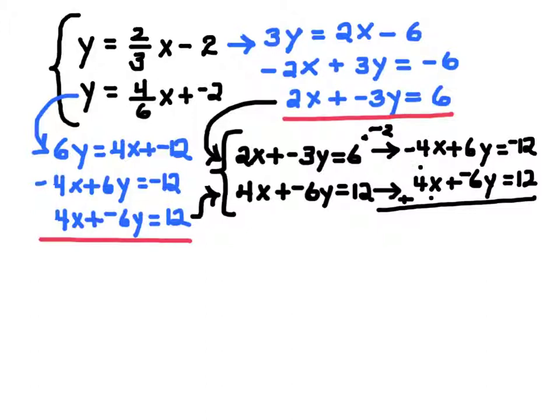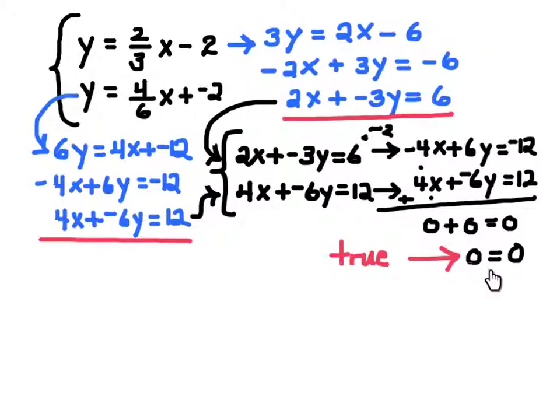A negative 4x and a positive 4x is 0. A positive 6y and a negative 6y is also 0. And a positive 12 and a negative 12 is also 0. So the left-hand side simplifies to 0. The right-hand side is also 0. So what we have here is a true statement. So we've lost our x, we've lost our y, they're gone. We have nothing left except our statement, and our statement is true.